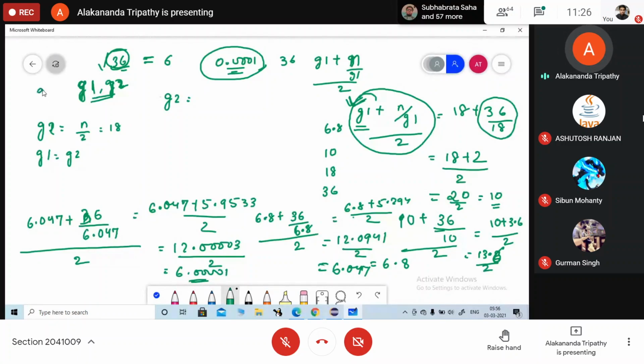The difference between G1 and G2. Are you getting my point? I am not explaining in detail here. I am just giving you the formula. Screen erase कर रही हूँ.